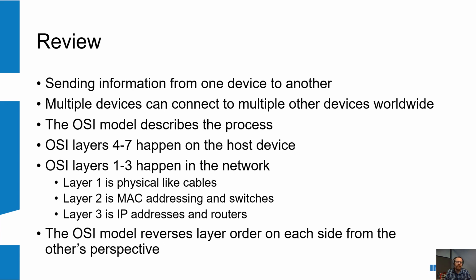And then we did cover that the OSI model reverses layer order on each side from the other person's perspective. So you see 7 to 1. When the message hits the opposite side, that person sees 1 through 7. They send it back, they see 7 through 1. When the message hits you, you see 1 through 7.